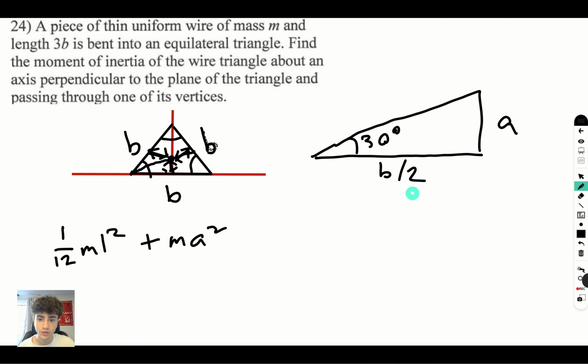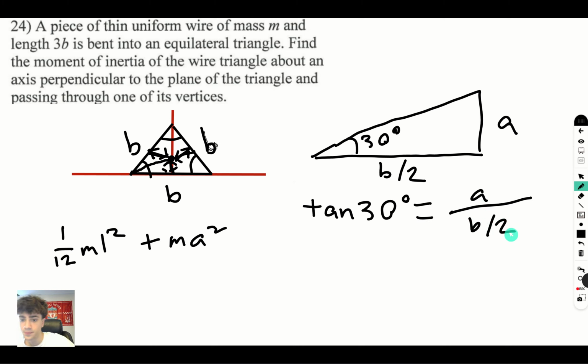So from here we're going to use our trig identities to find a in terms of b. So we know that tangent is opposite over adjacent, so tangent of 30 degrees is simply a over b divided by 2. Now we're going to move b over 2 over to the other side and we'll get a in terms of b. And we can simplify this a little bit further because we know that tangent of 30 degrees is simply 1 over root 3.